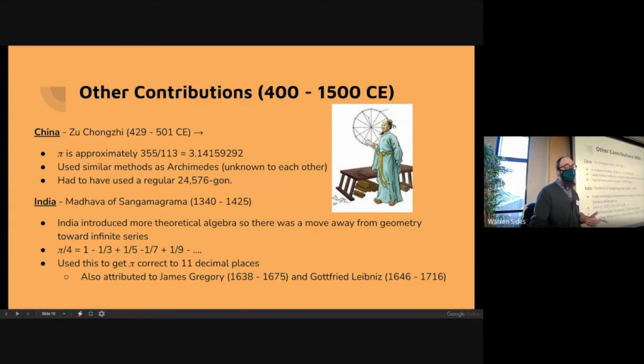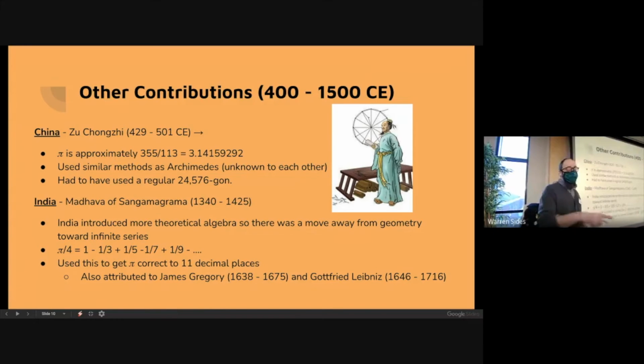Oh, by the way, they didn't know each other. Zu Gengzhi came up with the same ideas of inside and outside shapes and sort of bound them. This method of exhaustion was used there as well. But there's no evidence that they communicated. In fact, most Greek texts weren't translated into Chinese until like 1200. So there's 600 years before any text really got translated. They knew, but I don't think they were communicating.